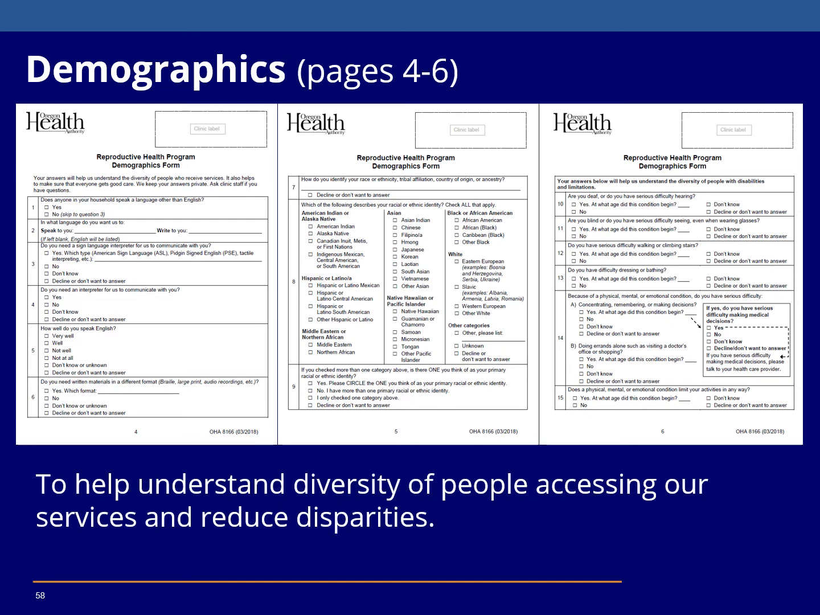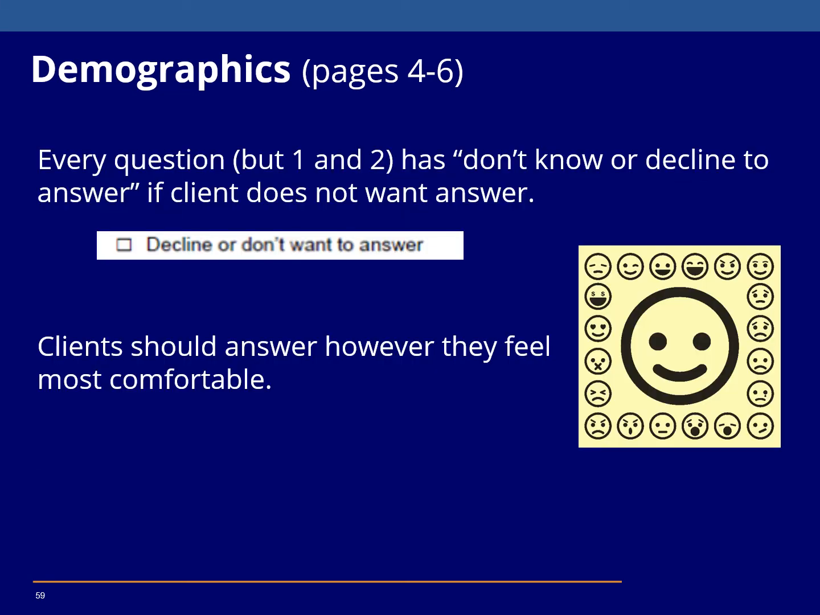Next are the demographic questions. None of these questions have anything to do with eligibility in the RH program. Their purpose is to help us reduce health disparities and ensure that folks receiving services are treated equitably. Clients should answer these questions however they want. Almost all the questions have a decline to answer option if they're uncomfortable answering, and they are also the last questions the clients must answer.